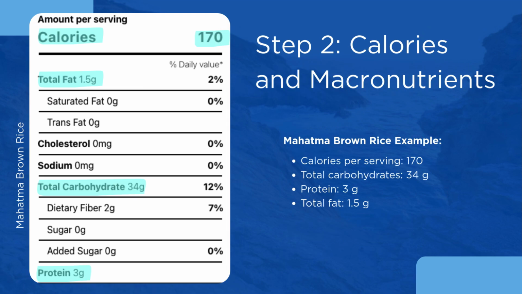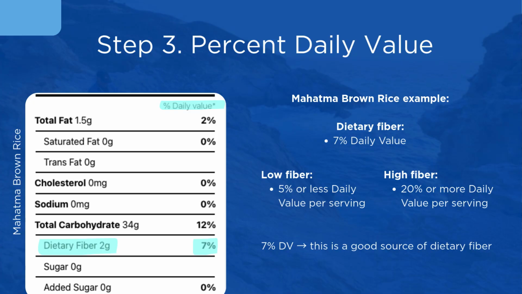For step two, calories and macronutrients. Your macronutrients are going to be your fat, carbohydrates, and proteins. Here we want to make sure to read the amounts because you are the one who will need to understand the overall nutrition content of this product. Should I eat it? Should I not eat it? And when you see total carbohydrate, you can also see that underneath you'll have different sections. One of the sections we want to pay attention to is your dietary fiber.